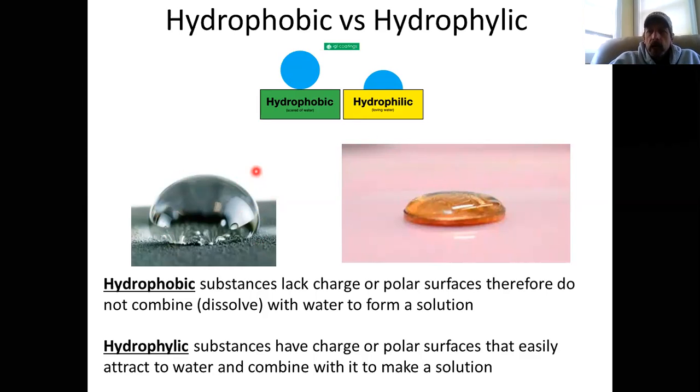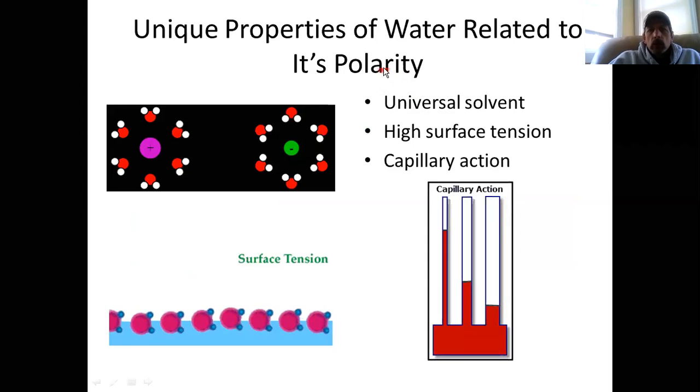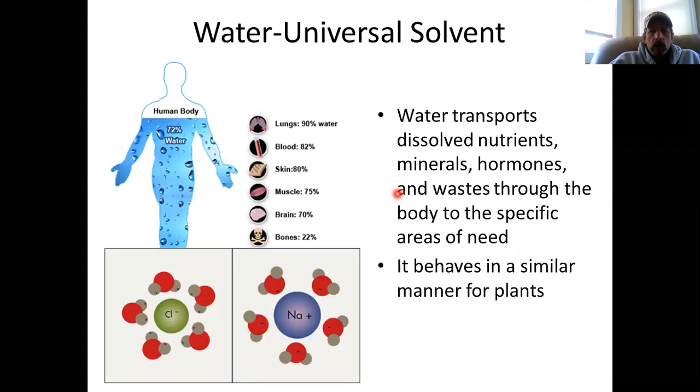So hydrophobic and hydrophilic are really just key terms that relate to water. Chemicals with the ability to stick to water, we would call hydrophilic. Chemicals with an inability to stick to water, we would call hydrophobic, and it relates back to our bond polarity. So water has some unique properties related to its polarity, and we're going to take a look at those three unique properties. First of all, it's what we call the universal solvent. It has something called high surface tension, and it can exhibit something called capillary action. So let's take a look at those three properties.